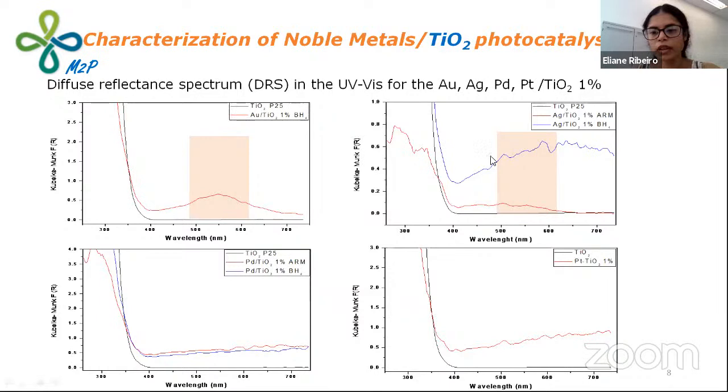We can see the nanoparticles obtained by the different methods. For example, in the silver nanoparticles, we can see a higher absorption in this region when we synthesize the nanoparticles using borohydride. The same profile was observed for the platinum nanoparticles. It could be associated to the method.